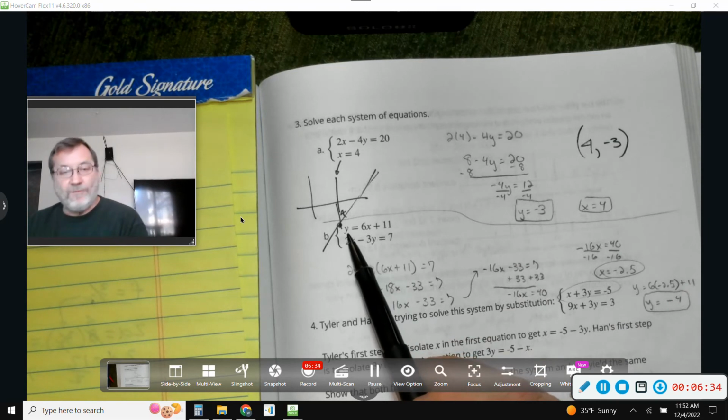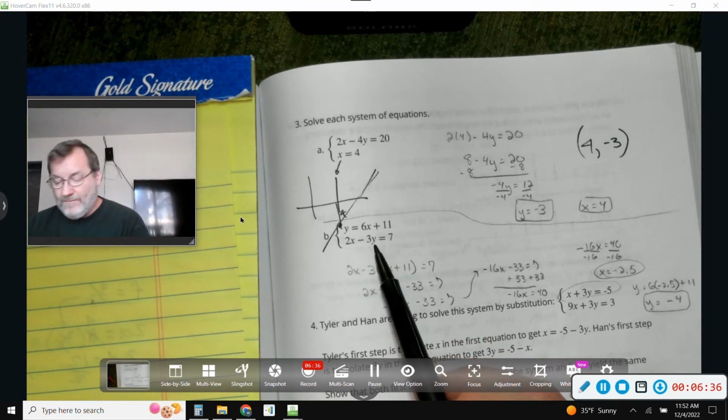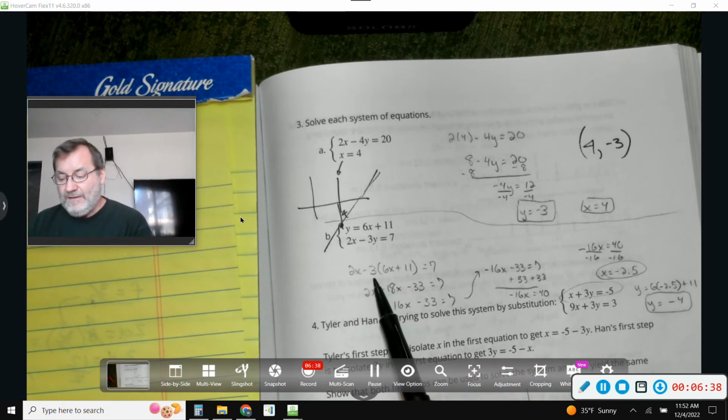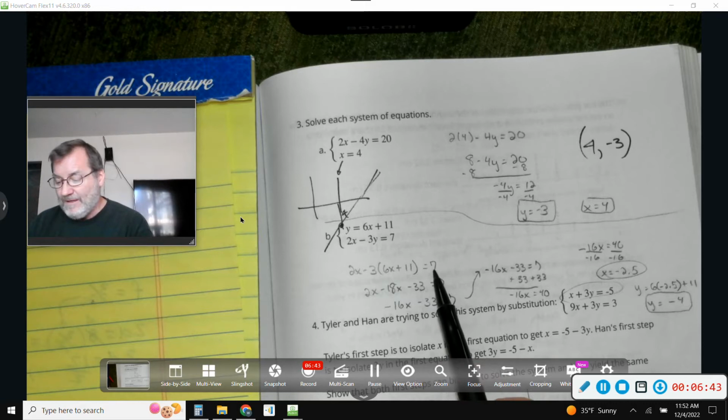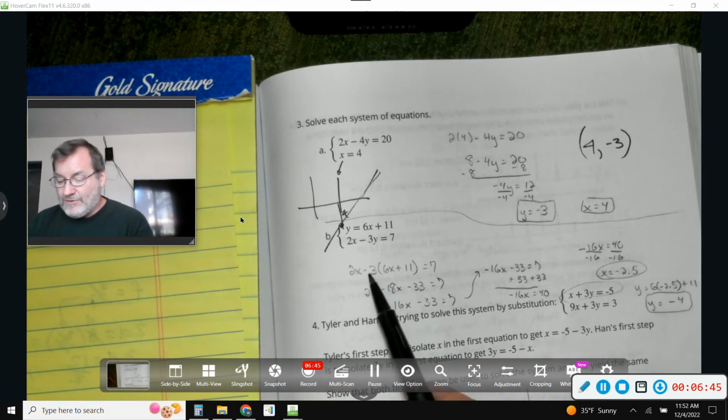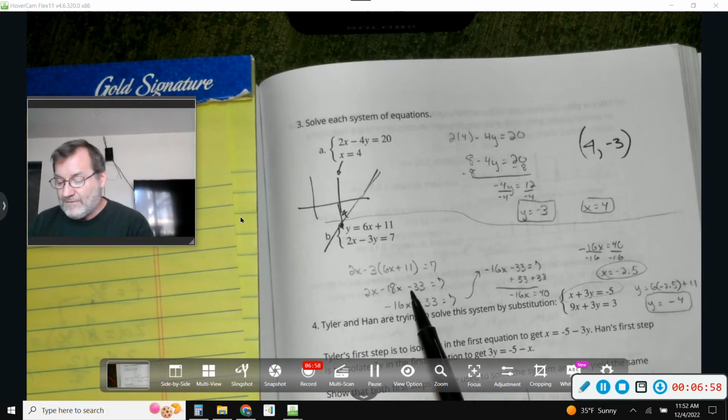Look at this one. They already solved it for y, so I can just substitute the y in here. So 2x minus 3 times the quantity 6x plus 11 equals 7. I'm going to distribute, but remember I'm subtracting everything that I get out of here. So it's going to be 3 times 6, which is 18, so minus 18x. 3 times 11 is 33, but I have to subtract it, so it's minus 33.